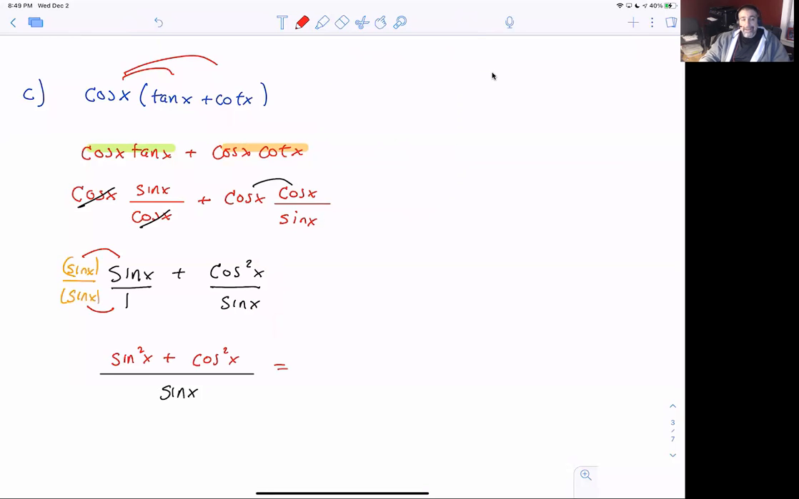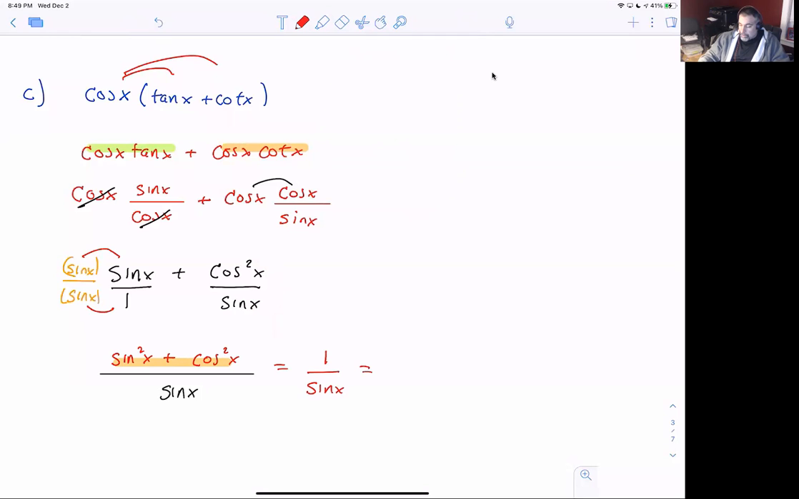Well, from here, you've got to think about squared identities. This is the Pythagorean identity. Sine squared plus cosine squared is equal to 1. So where I have this sine squared plus cosine squared, I'm not going to have it for long. That's got the same value as 1. So now I've got 1 over sine x.